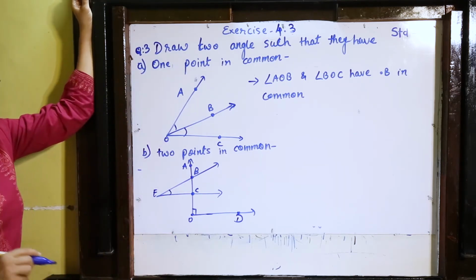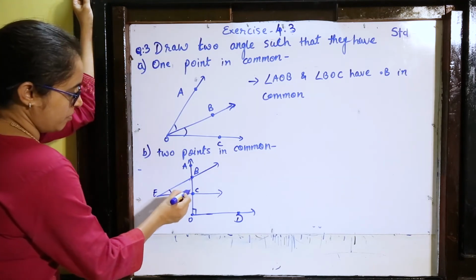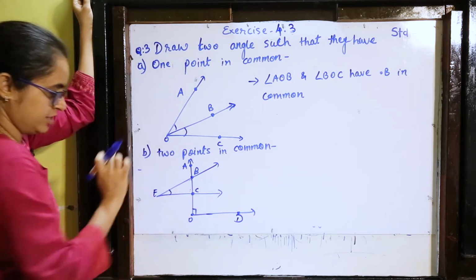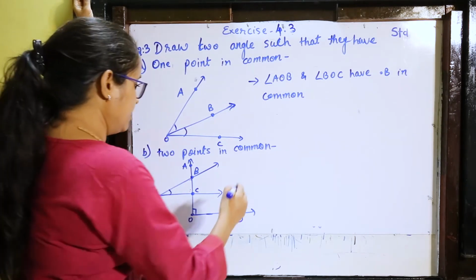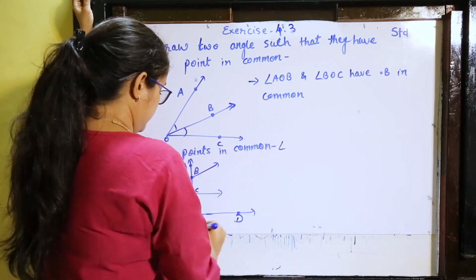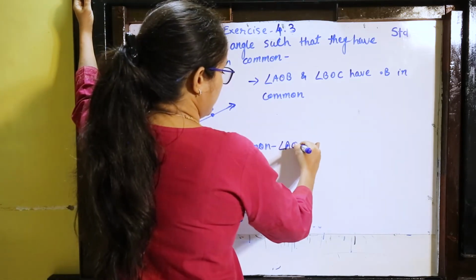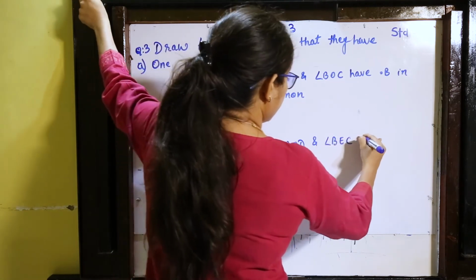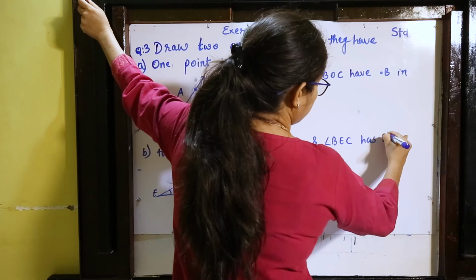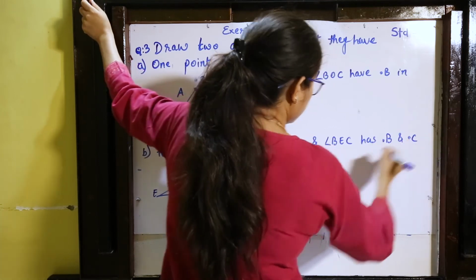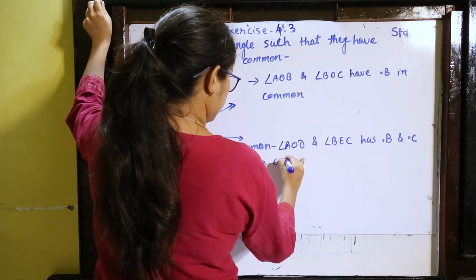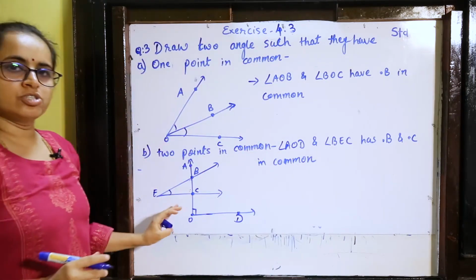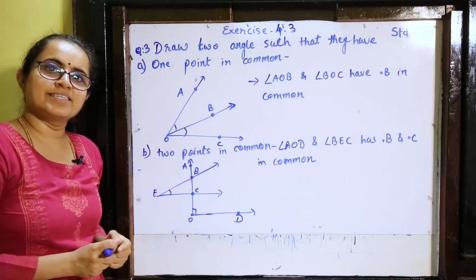If I am drawing like this, I have 2 points in common. In this angle there are these two points and in this angle also these two points. So you can write angle AOD and angle BEC has point B and point C in common. Remember, children, because this can be asked in the examination.